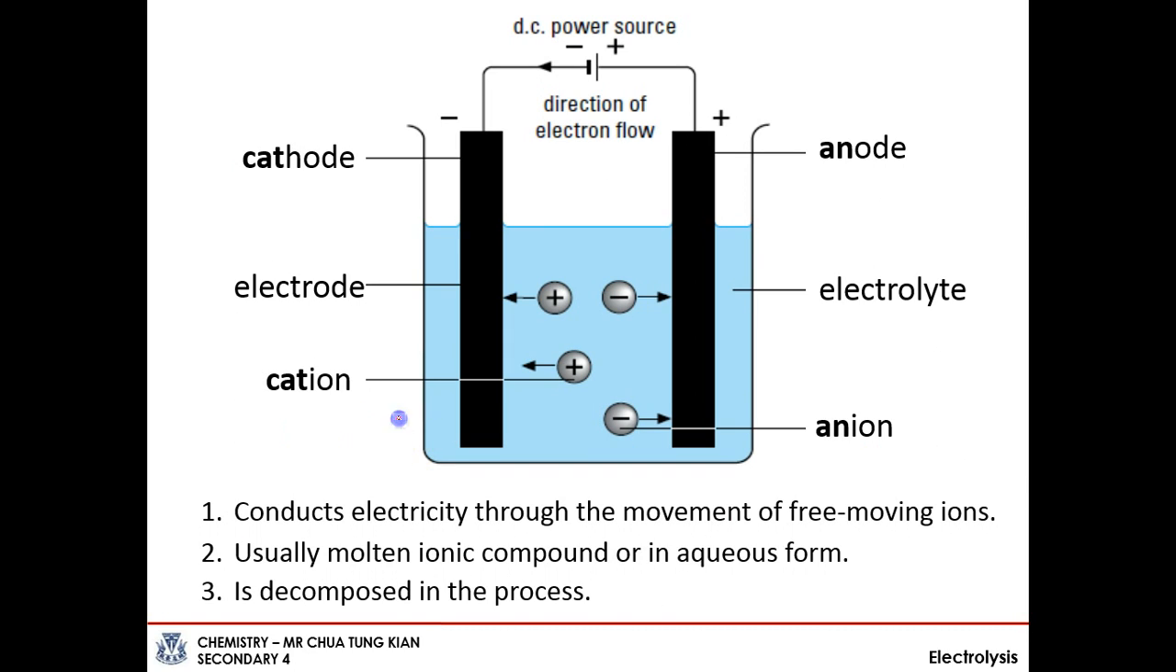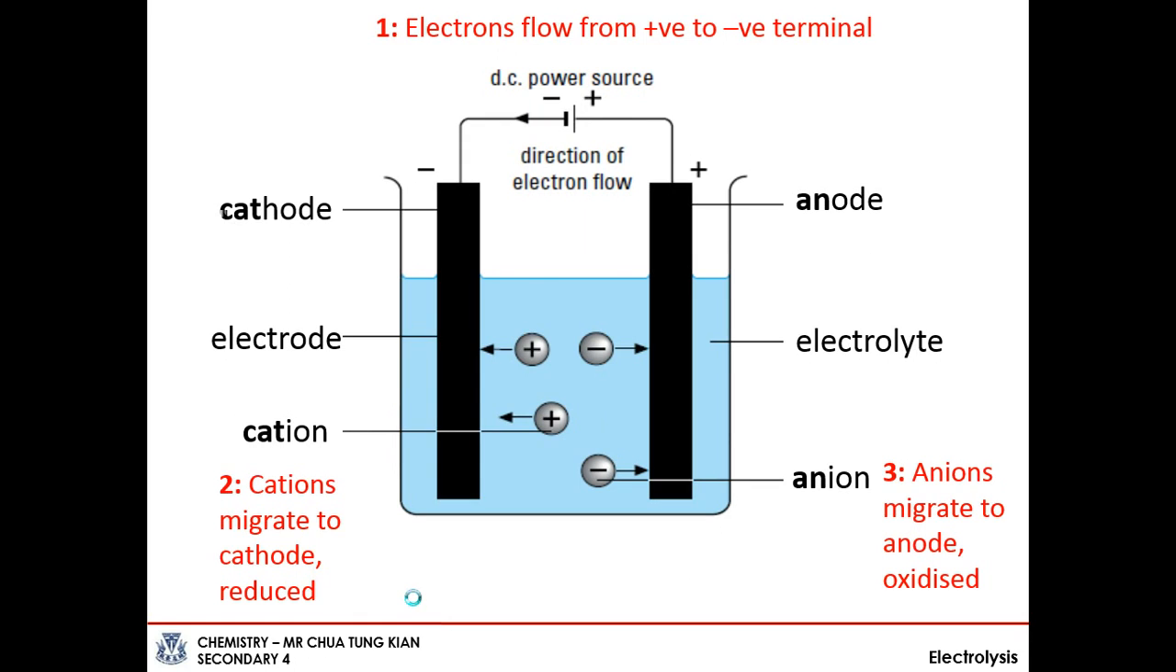The electrolyte, as I mentioned, conducts electricity because of the presence of free moving ions. These free moving ions can be in the aqueous state or can be in the liquid state. And to do this, they are usually ionic compounds. And because there's current flowing through the electrolyte, at the end of the day, the electrolyte is usually decomposed. That means it breaks down and it forms other substances. So let's take a look at this diagram here. You notice that the current flow is as such.